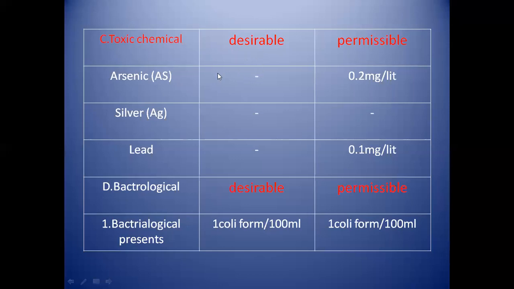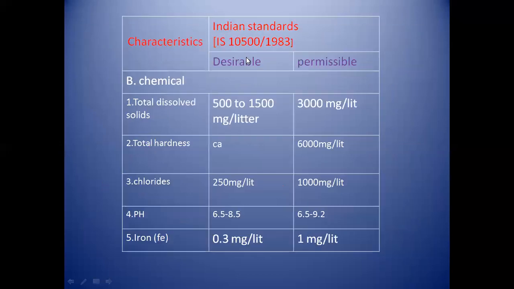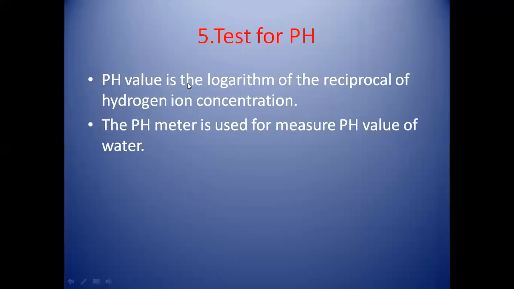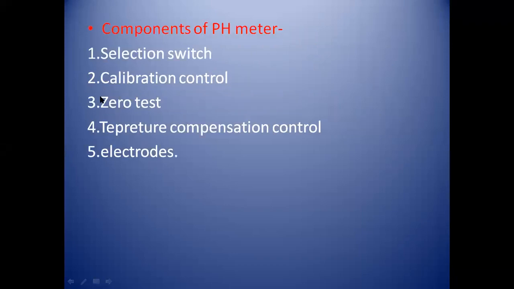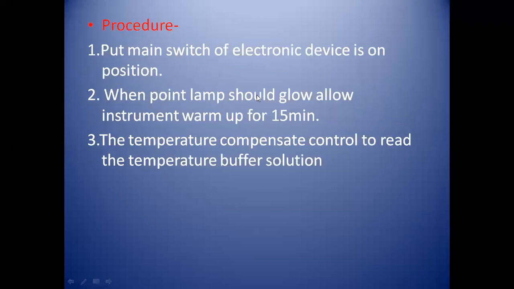Here our unit number 1 is finished. Now we can just revise. In this lecture we first saw the test for pH. Now see what is pH. pH is the logarithm of the reciprocal of hydrogen ion concentration. For measuring pH of water, the pH meter is used. The components of a pH meter are selection switch, calibration control, zero test, temperature compensation control and electrodes. Then the procedure for measuring pH.